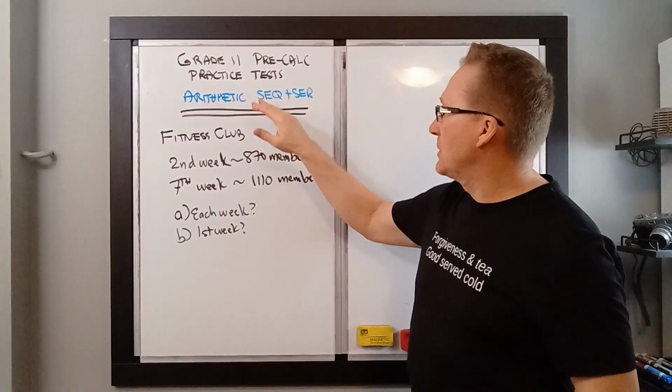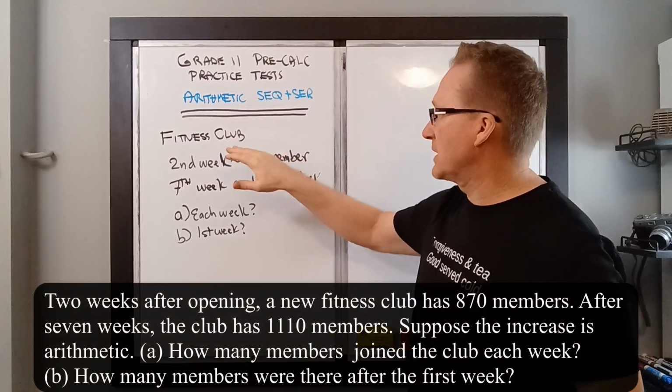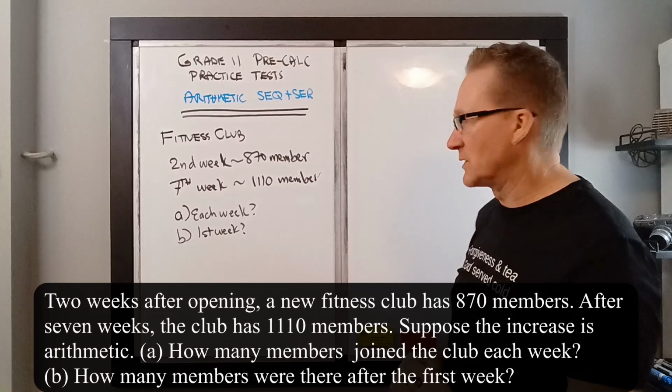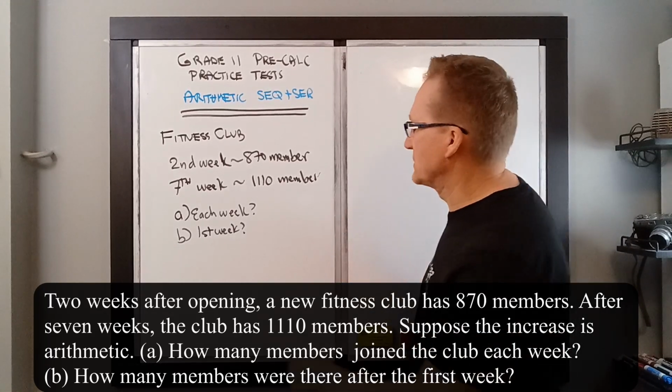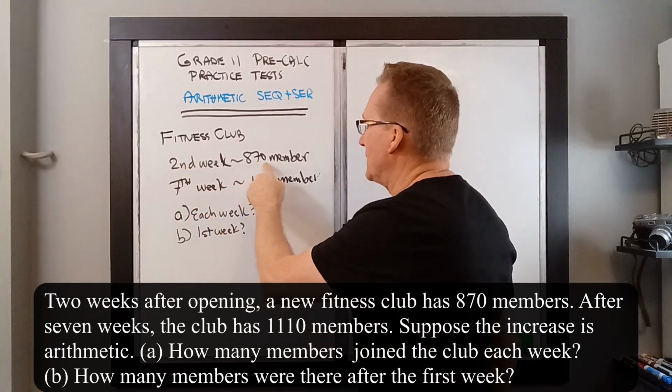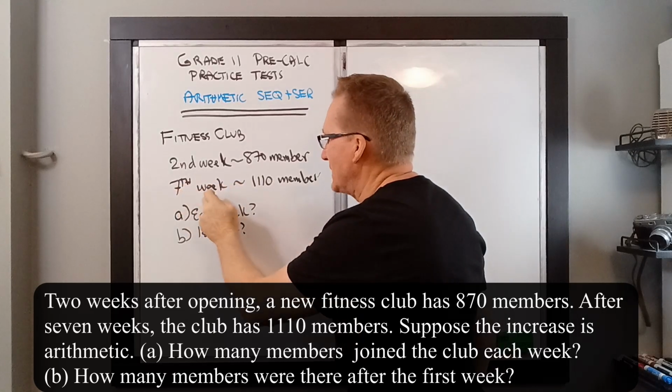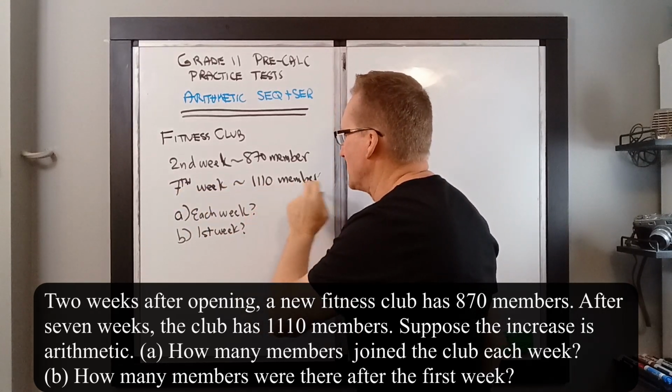Here we have a word problem with sequences and series, arithmetic. We have a fitness club. I've written the question out there for you. This is more of a longer form answer question. At the end of the second week, they have 870 members. At the end of the seventh week, they have 1,110 members.